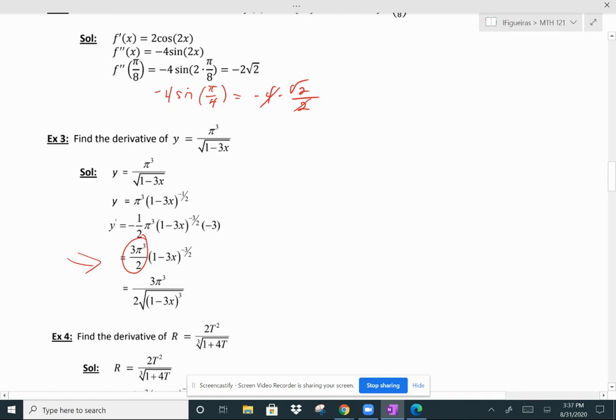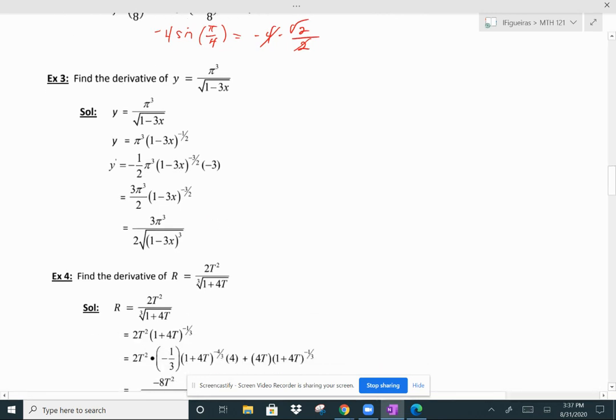And if I rewrite (1 minus 3x) to the negative 3/2 in a different way, you'll get 3 pi cubed in the numerator over 2, and this gets rewritten as the square root of 1 minus 3x raised to the third power, positive 3 power, because the whole thing came down to the denominator.